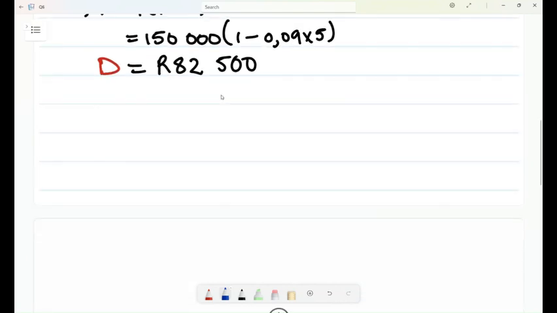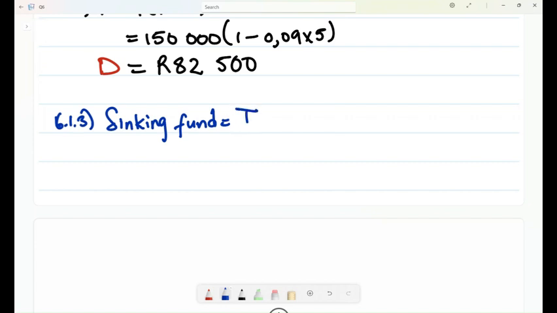We're now going to say the first part is the sinking fund. I'm now answering 6.1.3. The first thing is the sinking fund, which is my future value. So what is my sinking fund? My sinking fund is my inflation minus my depreciation.